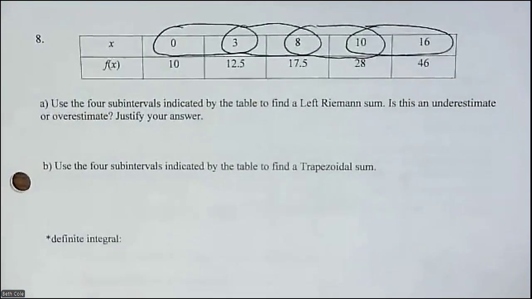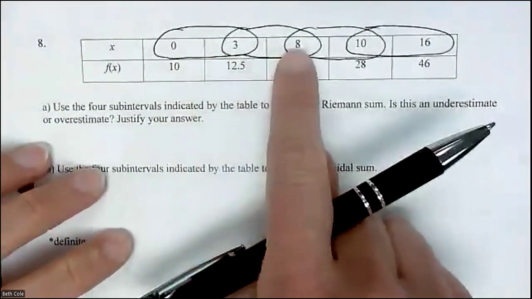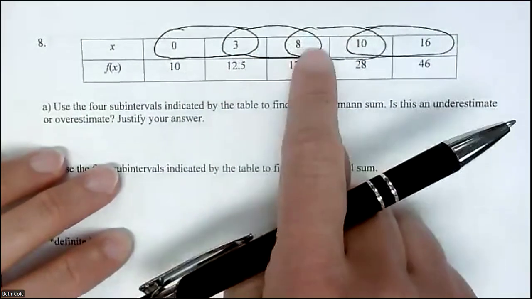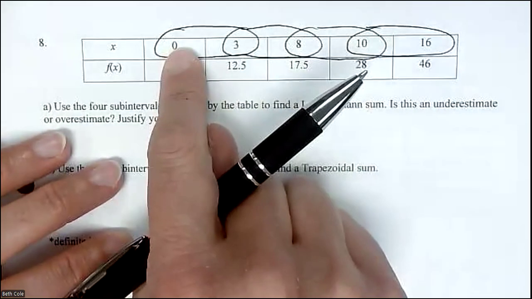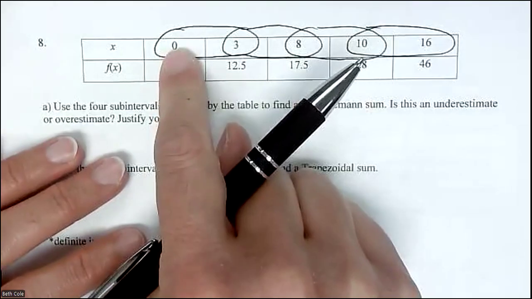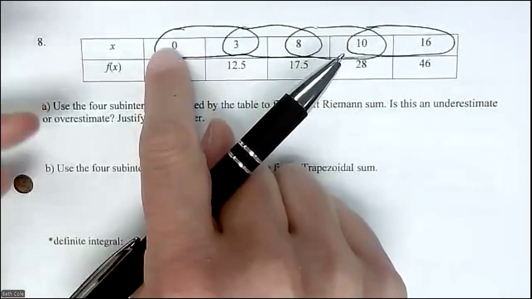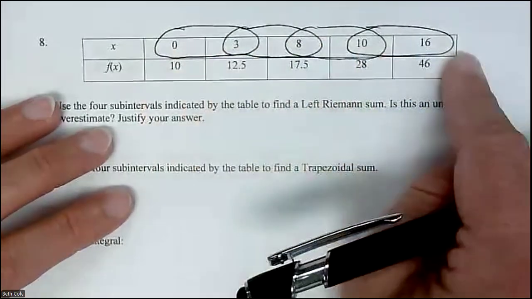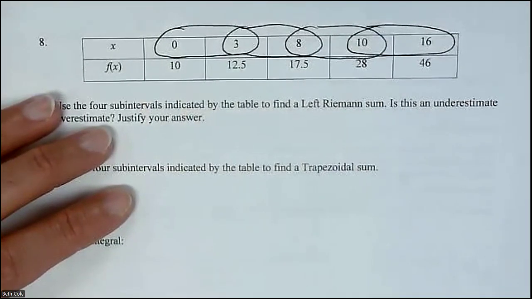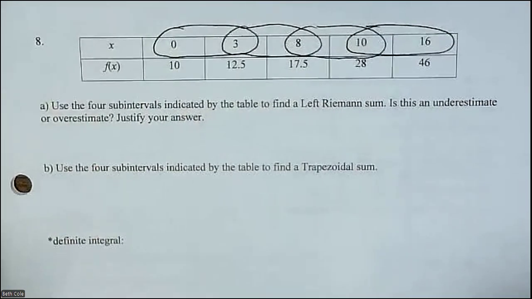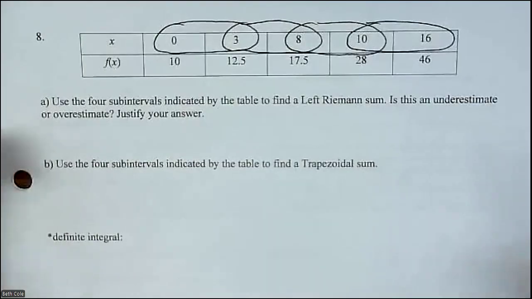Here's the $1 million question. Are your subintervals all uniform? Are they all the same? No. Why not? Yeah, like do you see how it's 3, 8, 10, 16? It's not counting by the same amount every time. So you can't write this the abbreviated way. You're going to have to actually write out all 4 rectangles.